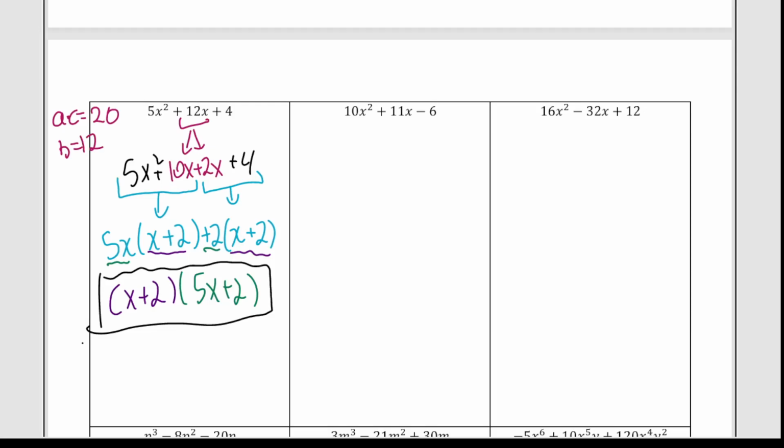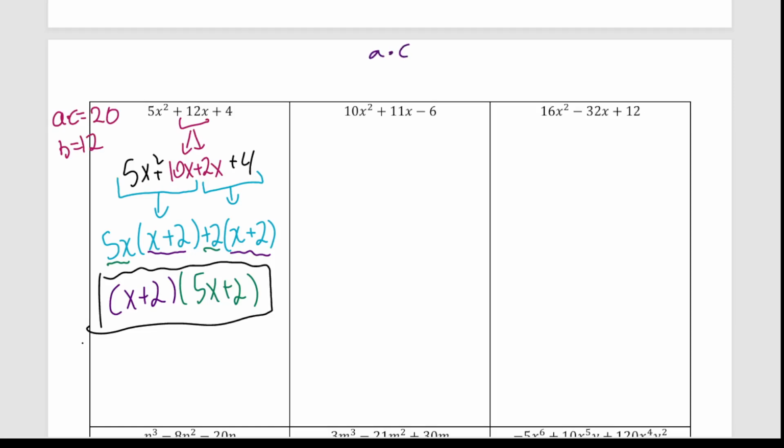Next problem, same deal. I want to check, is there something that goes into all three terms? There is not, so I'm going to go ahead and continue. In this case, a times c is going to be negative 60. B is going to be 11, so I want to come up with something that multiplies to a negative 60 and adds to 11. In this case, I believe that will be positive 15 and negative 4.